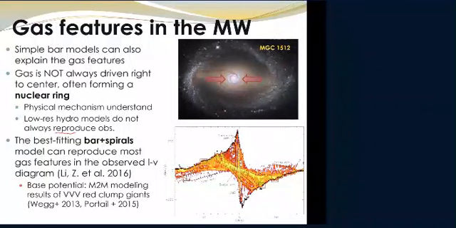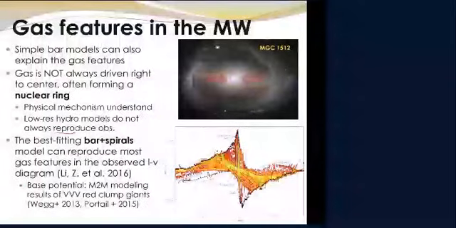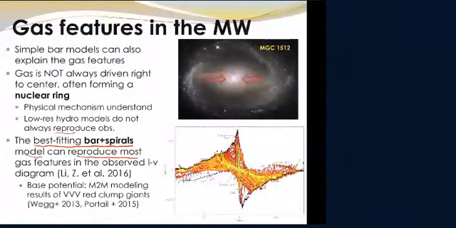So we extended these bar-driven gas inflow studies to the Milky Way. Previously, it was on generic bars, and we found that the best-fitting bar plus spiral models can reproduce most gas features in the observed LV diagram. Many people are probably not familiar with the LV diagram.